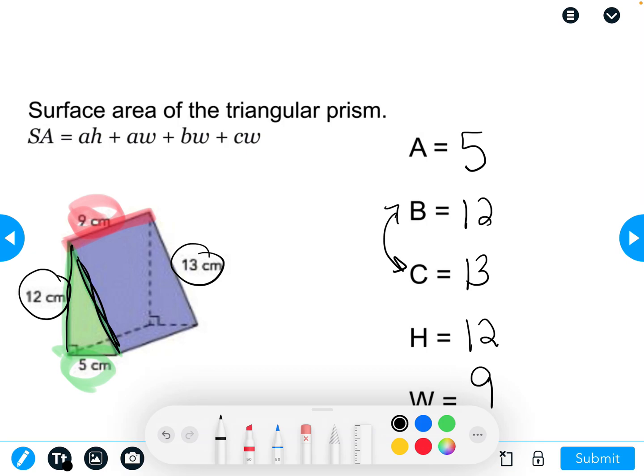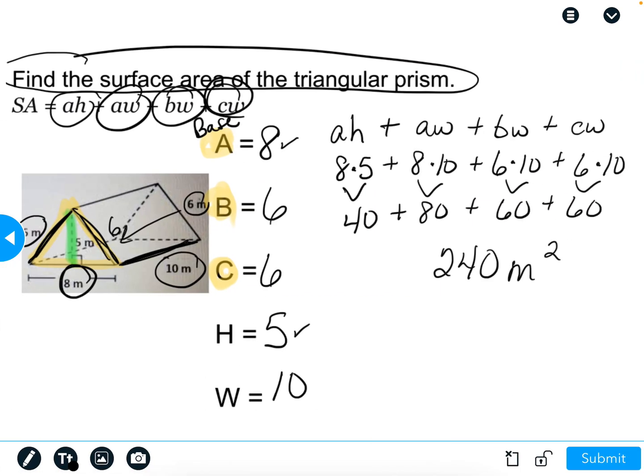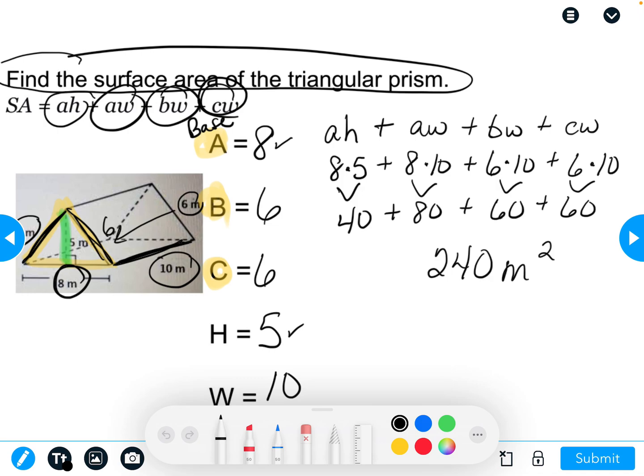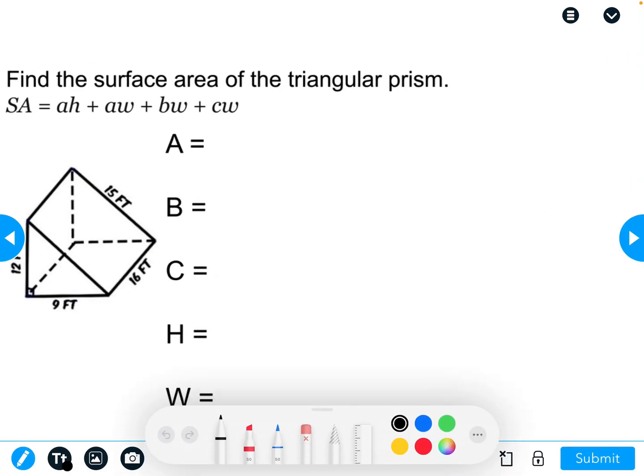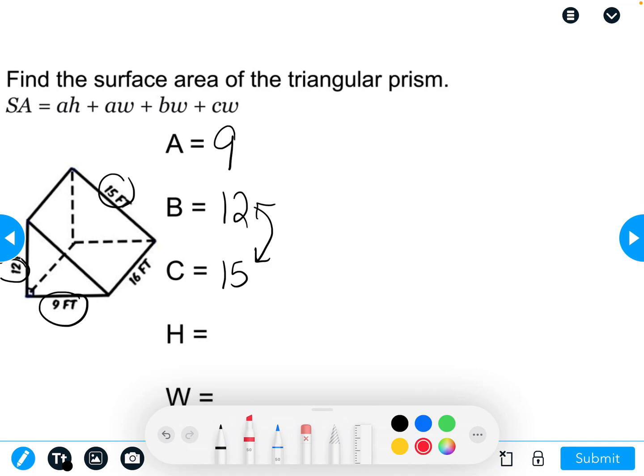Okay, let's try one more. This one, let's do the formula with it to find the surface area. So we have ACE is the base, which would be 9. B and C are the other two sides of the triangle, 12 and 15. And again, those two could be interchangeable. H is the height of the triangle. Remember, we're doing double duty because this is a right triangle. So the height and the base are perpendicular. So the height would be 12. And the width is the distance between the two triangles. In this case it is 16.